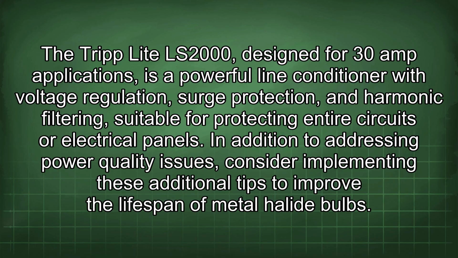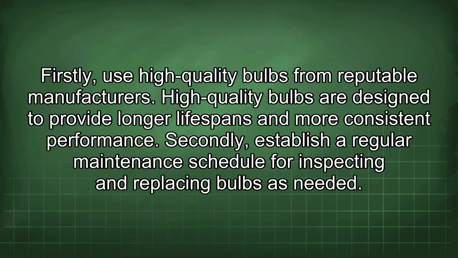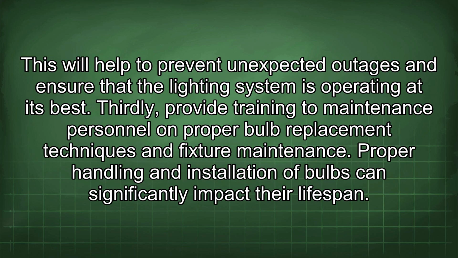In addition to addressing power quality issues, consider implementing these additional tips to improve the lifespan of metal halide bulbs. Firstly, use high-quality bulbs from reputable manufacturers. High-quality bulbs are designed to provide longer lifespans and more consistent performance. Secondly, establish a regular maintenance schedule for inspecting and replacing bulbs as needed. This will help to prevent unexpected outages and ensure that the lighting system is operating at its best.